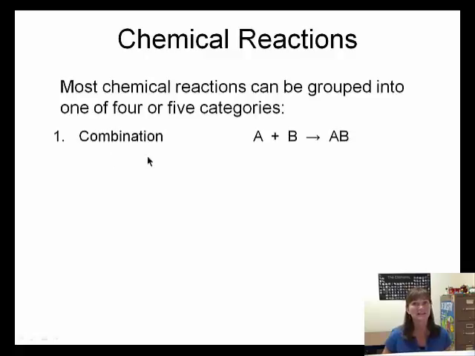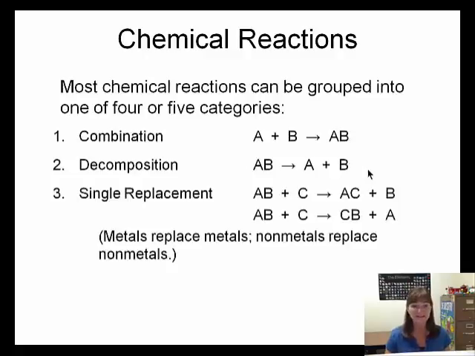In a combination reaction, you're going to have 2 or more things combining to make one. So you're always going to have one thing to the right of the arrow. The second reaction we're going to look at is called a decomposition, where you always start with one thing to the left of the arrow, which is going to break up into smaller pieces.